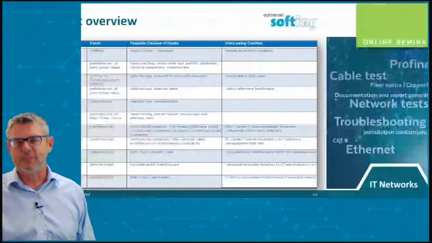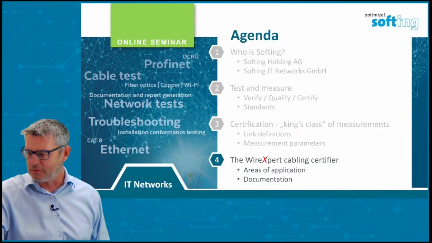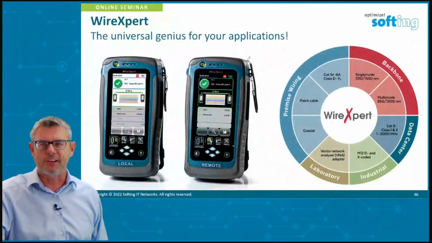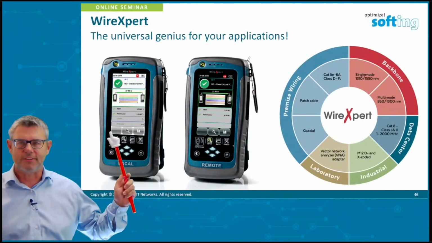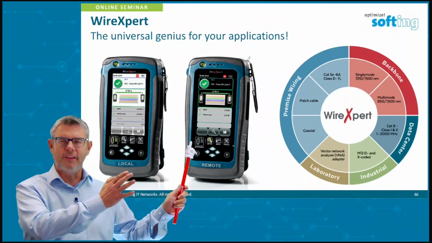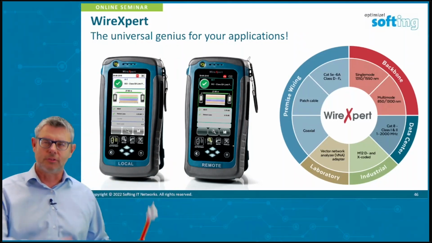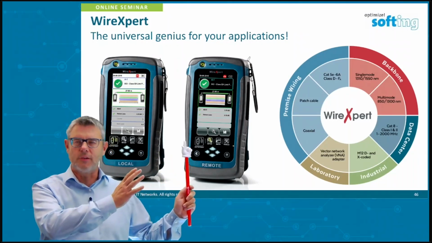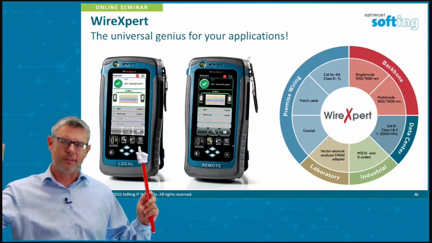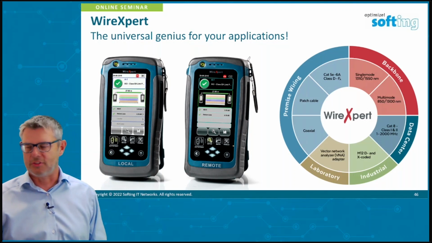Okay, let's go to the last topic. We're a little bit behind time, so let's talk about the wire expert. It's a very quick talk. So here's the wire expert. This is the instrument doing all these fantastic certifications. It's a system comprising two identical instruments which can be switched to local or remote as you want to have it, or you can have two individual locals or two remotes if you work together with other systems and so on. And you can use it for all kinds of applications where you find Ethernet.